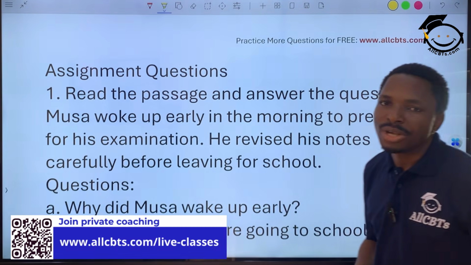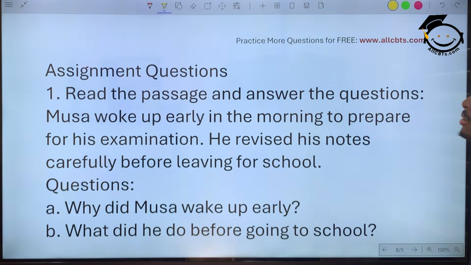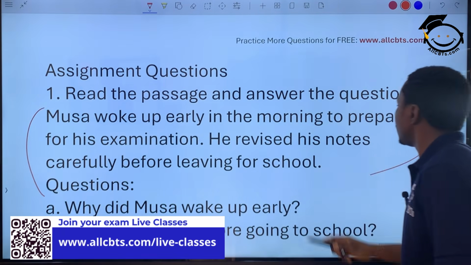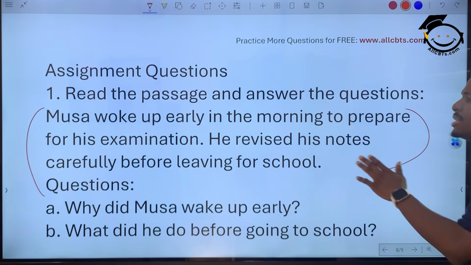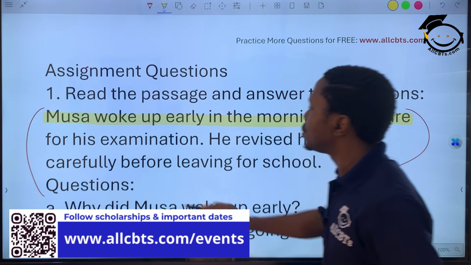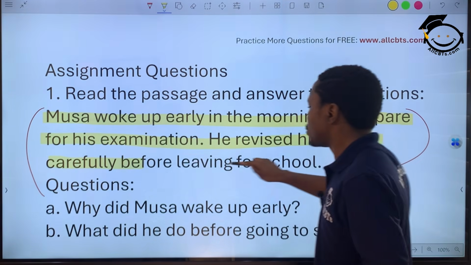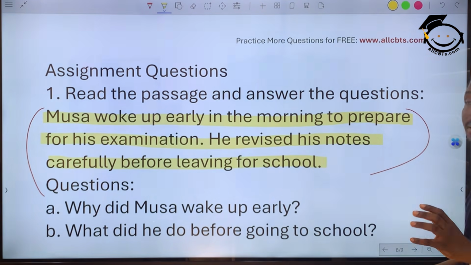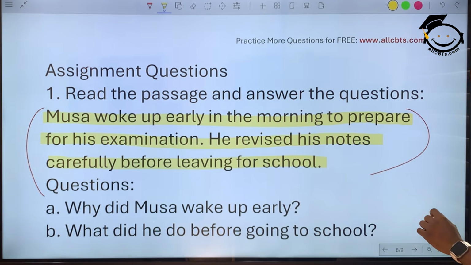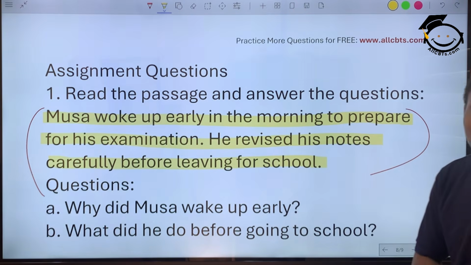Now, as we get ready to round up, here is your assignment. Read the passage and answer the questions. Now, this is the passage from here. Musa woke up early in the morning to prepare for his examination. He revised his notes carefully before leaving for school. That's a paragraph. Now, question 1, why did Musa wake up early? Question 2, what did he do before going to school?